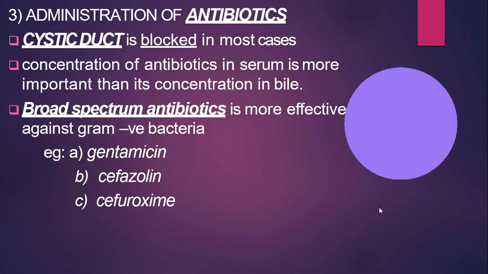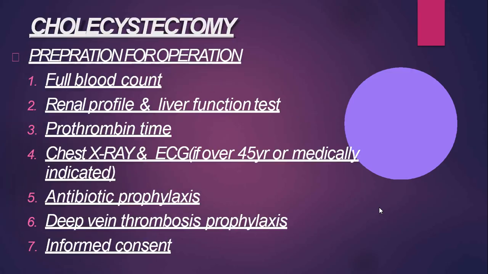If the cystic duct is blocked, in most cases the concentration of antibiotics in serum is more important than its concentration in the bile. So a broad spectrum antibiotic is more effective against gram-negative bacteria, for example gentamicin, cefazolin or ceftriaxone. Now there are many side effects related to gentamicin. So presently the antibiotic of choice is the second generation cephalosporin, that is ceftriaxone. So how do you prepare the patient for the cholecystectomy?